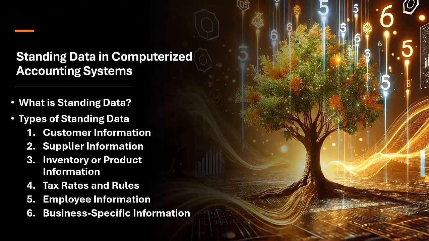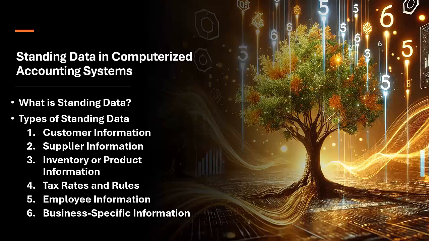Understanding standing data in computerized accounting systems. Standing data refers to the essential information stored within a computerized accounting system that does not change frequently. Think of standing data as the static information that forms the backbone of the accounting system. It's always there and is only updated occasionally. This data helps automate transactions and ensures accuracy and consistency in the system. Let's break it down step by step and look at examples to make it clear and relatable.